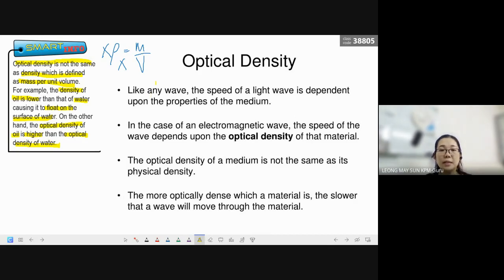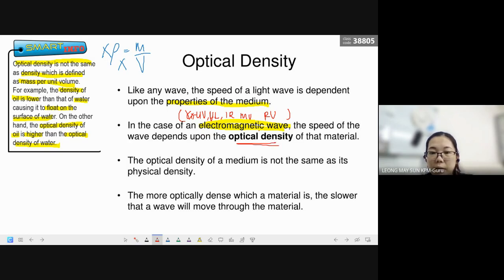All right. So optical density, like any wave, the speed of a light wave depends upon the property of the medium. In the case of electromagnetic waves, remember in the previous class I did mention electromagnetic waves, we have a spectrum of gamma ray, UV ray, visible light, then infrared, microwaves, and also radio waves. I think I missed out one. So this is actually a spectrum of electromagnetic waves. Thank you, Adelia, X-ray. Okay, X-ray is here.